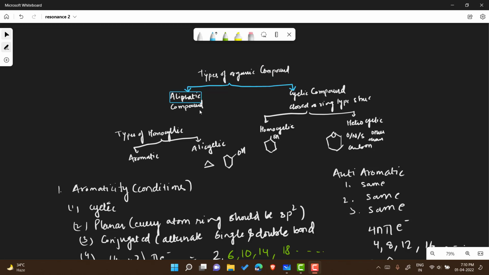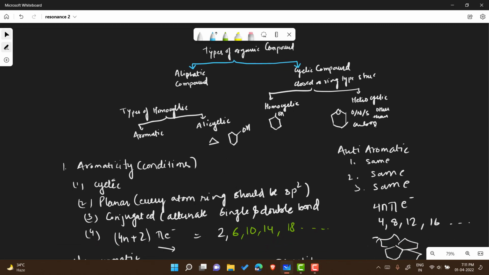So organic compounds are basically divided into two types. First is your aliphatic compound, second is your cyclic compound. Cyclic compounds are mainly your closed or ring type compound, and aliphatic compounds are your open chain compounds. The cyclic compound are further divided into two as homocyclic and heterocyclic. In homocyclic compound, in the cycle you will only see carbon atoms. As you can see right here, there are only carbon atoms present in the cycle. Oxygen is present but outside of cycle, right? Whereas in heterocyclic there will be some other atoms such as oxygen, nitrogen, or sulfur in between our cycle or our ring. And our homocyclic compound are further divided into aromatic and alicyclic compound.